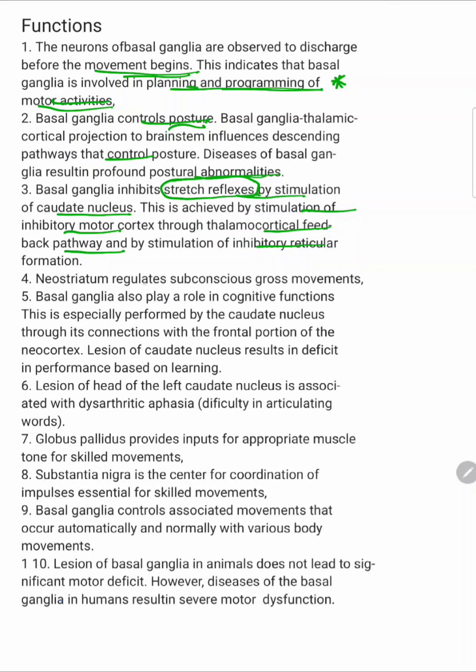Next, neostriatum regulates subconscious gross movements. This point is very important. You should mention it. Neostriatum regulates which movement? Subconscious gross movement, which means involuntary. These movements will take place.